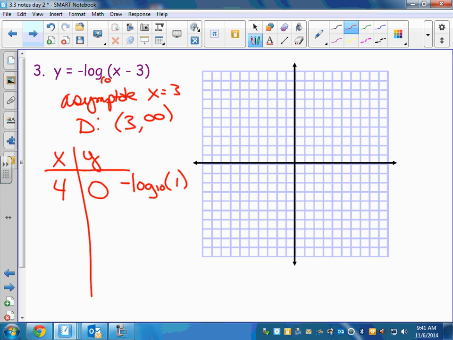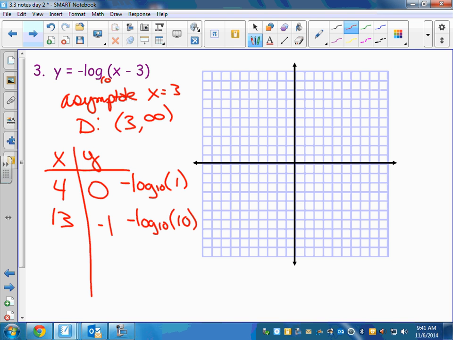We could also pick a power of 10, but I can't just pick 10 here, right? I have to pick a number that when I subtract 3 would equal 10. So what number can I pick there? 13. Because I would get negative log base 10 of 13 minus 3, which is 10. And what is log base 10 of 10? 1, but the negative in front makes it negative 1.